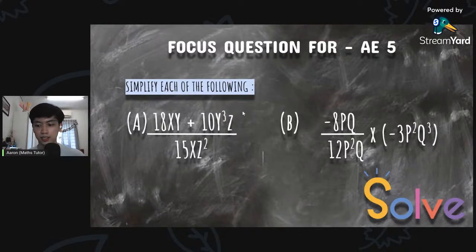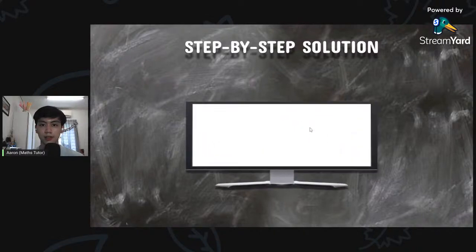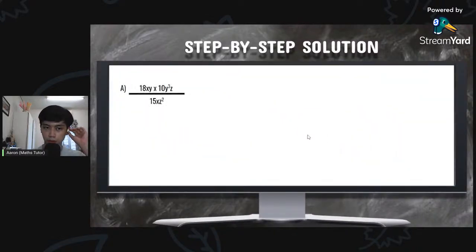So the A here is 18xy plus 10y power 3 z over 15xz power 2. We look at this first. How do we simplify it? Macam mana kita nak ringkaskan? So as we can see here, what we get is 18xy multiplied by 10y cubed z. So we do the top part first.